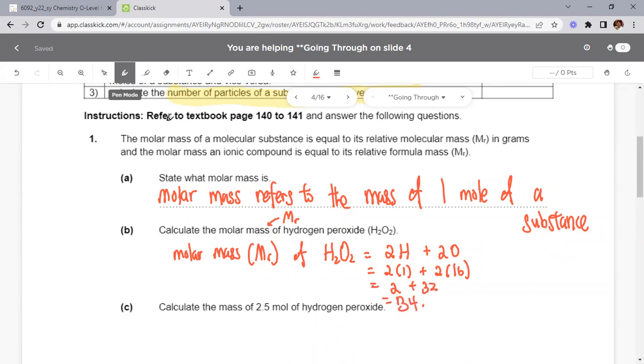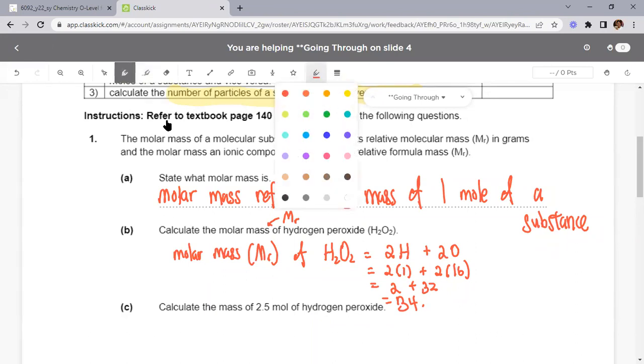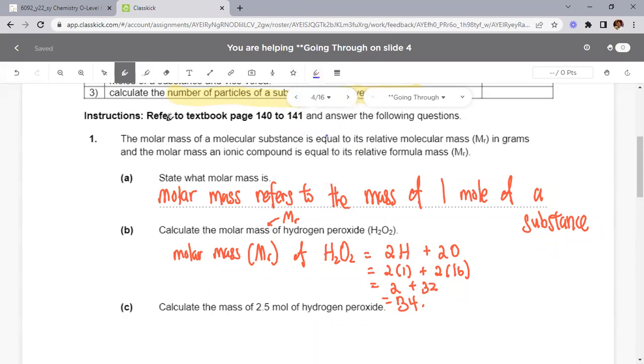So the relative molecular mass of H2O2 is 34. It is also the molar mass. Now, the interesting thing is this. I did mention in the last lesson that MR, the relative molecular mass, has no units. Whenever you calculate relative molecular mass, there are no units there.